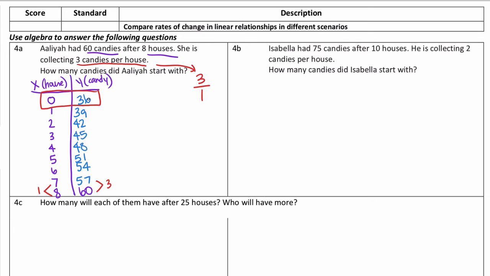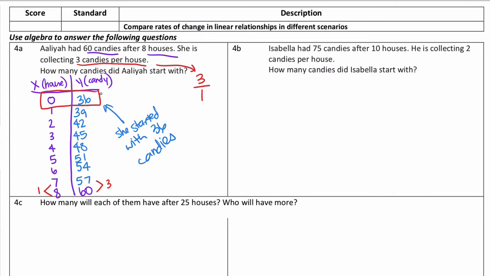Let's make sure. I find it easier to add on than I'd subtract. So plus 3, yes. Plus 3 again, plus 3, plus 3, plus 3, plus 3, plus 3. Looks good to me. So how many candies did Aaliyah start with? She started with 36 candies. Same exact method over here.